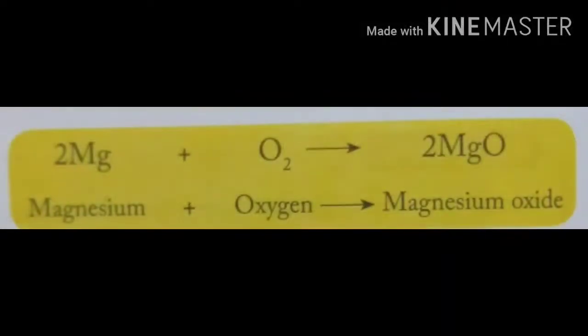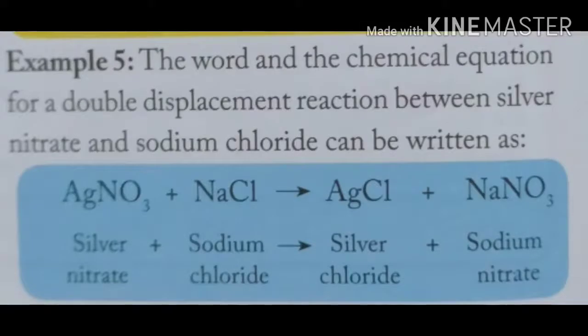Moving to example 5, the word and chemical equation for the double displacement reaction between silver nitrate and sodium chloride can be written as AgNO3 plus NaCl gives AgCl plus NaNO3. This is the fifth reaction.